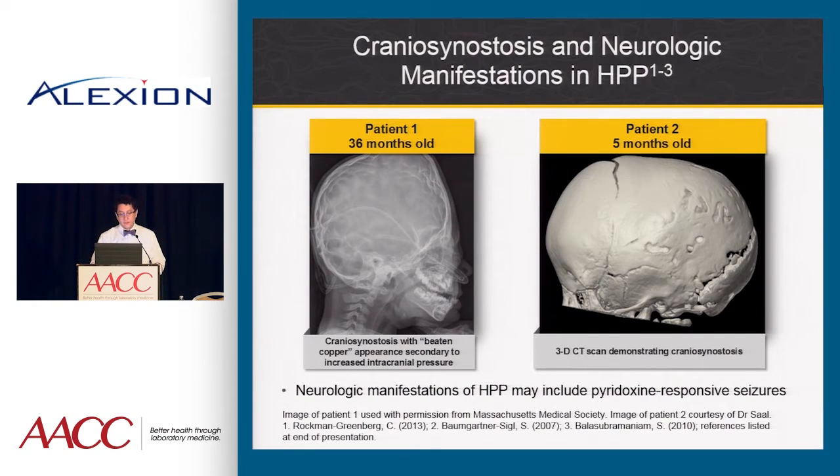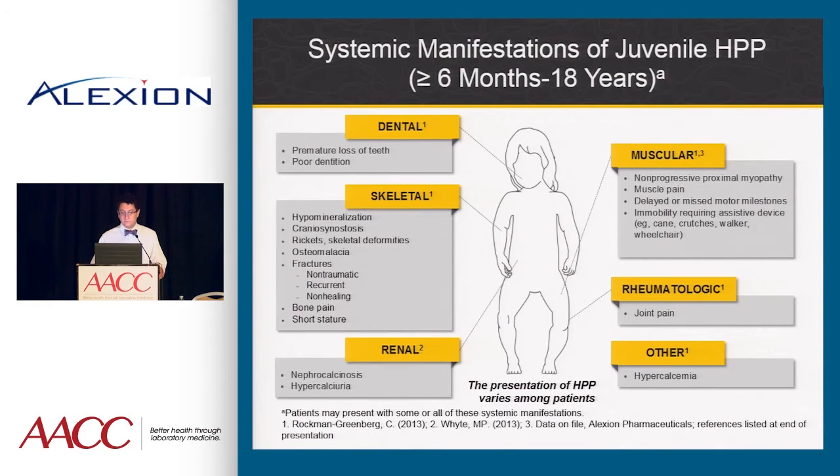And we very rarely check X-rays anymore, but this is the classic finding of this. Due to increased intracranial pressure, you start to see this kind of beaten copper phenotype on X-ray. Nowadays, it's largely been replaced by 3D CT scans, but craniosynostosis, which can happen for a variety of other reasons, is fairly prominent in these infantile forms.